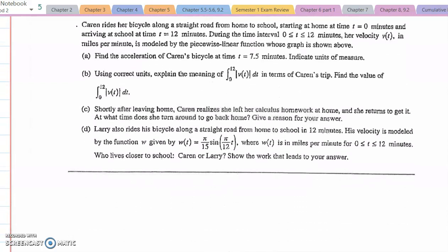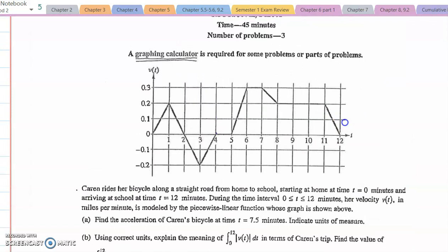All right, part A. Find the acceleration of Karen's bicycle at time t equals 7.5 minutes. So the acceleration at 7.5 minutes is the same thing as the derivative of velocity at 7.5 minutes, and I think that's an important connection to make on your paper because they're giving us a graph of velocity. The derivative of velocity translates into the slope of the tangent line at 7.5 minutes, and it's convenient because this is a line, so we need to find the slope of this line.